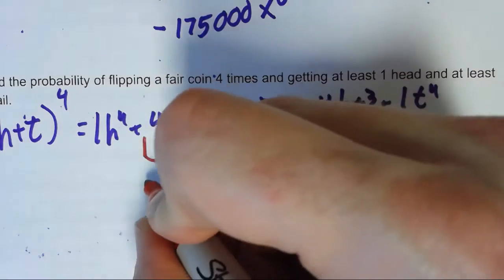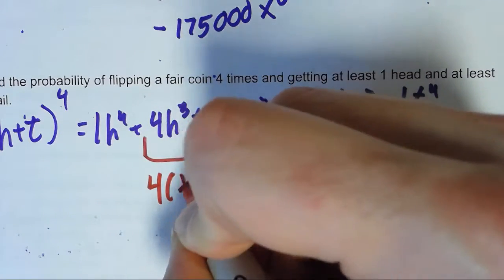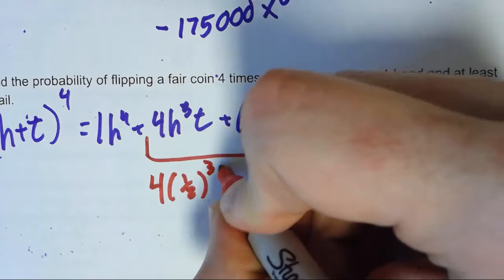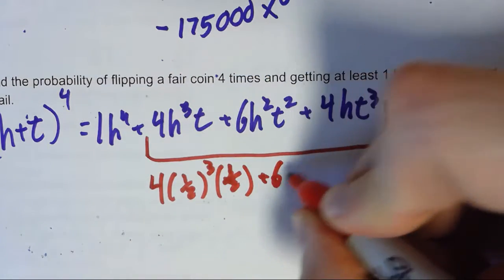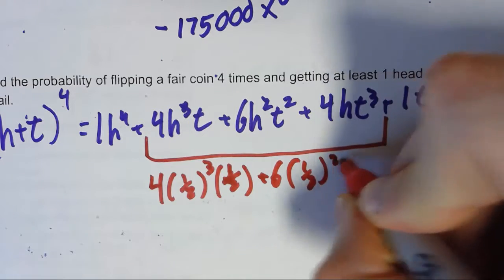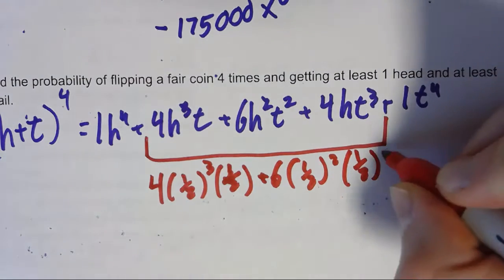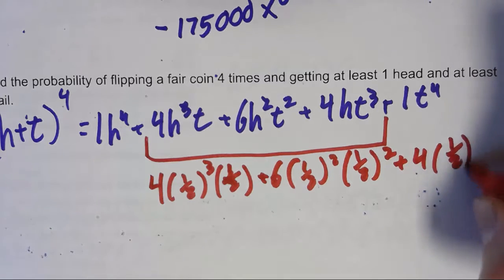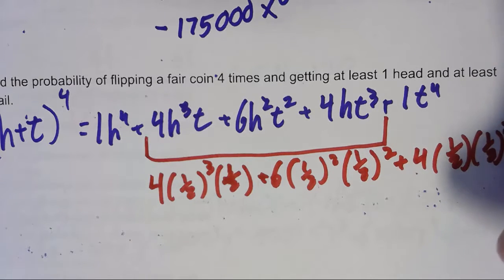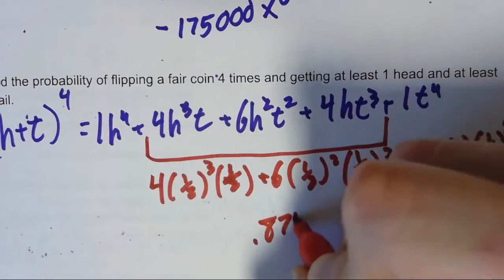So what we do is we substitute 1/2 in for heads and 1/2 in for tails because it's a fair coin. And once we do this, then we'll punch this into our calculator and get that probability. And that probability should be 0.875.